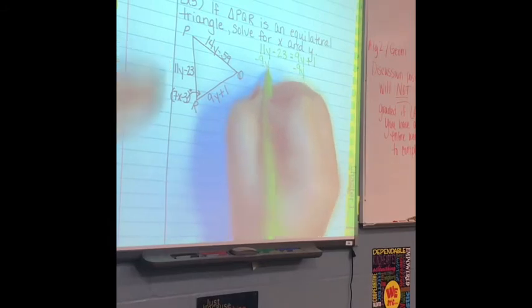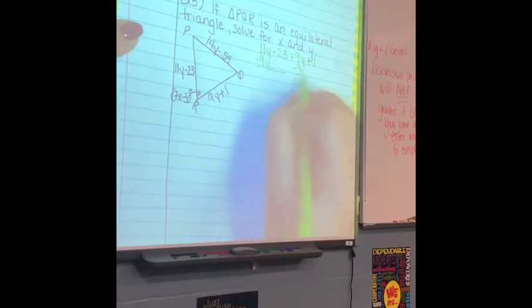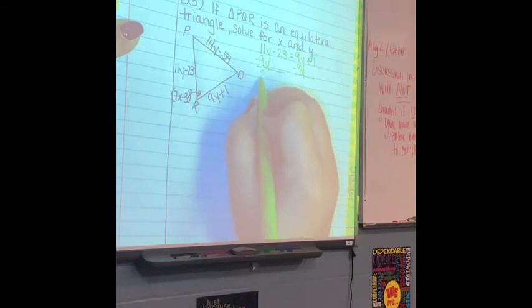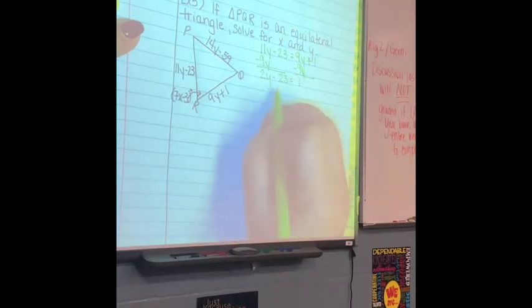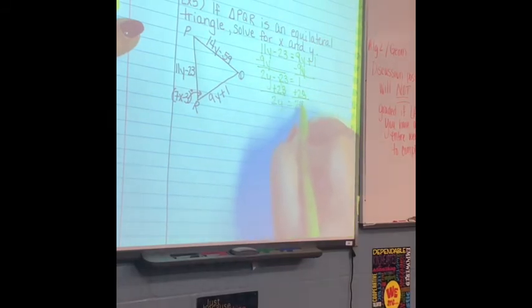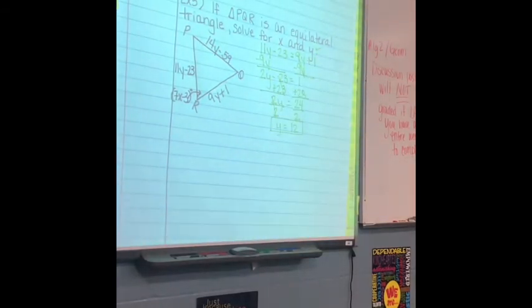Subtracting 9y from both sides. Adding 23 to both sides. I get 2y equal to 24. And when I divide by 2, y is equal to 12. So that's part of my answer. I got the y. But now I've got to find the x.